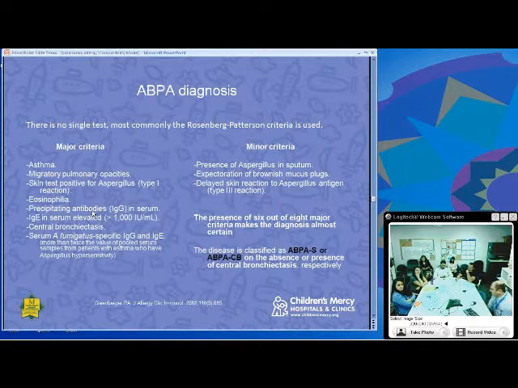For the diagnosis, there is no one test that is going to just tell us yes or no whether the patient has ABPA. So we go by the major and minor criteria. For the major criteria, the patient has to have either asthma or a history of cystic fibrosis. There are migratory pulmonary opacities, which is just mucus impaction. The skin test is positive for aspergillus, which is a type 1 reaction. There is a significant eosinophilia on the CBC. The patient has precipitating antibodies in serum. The IgE is typically above 1,000.